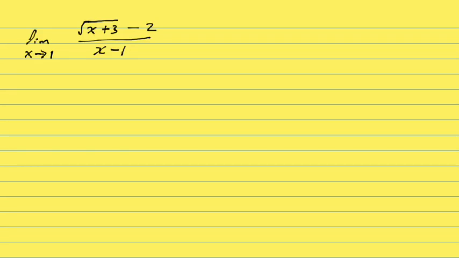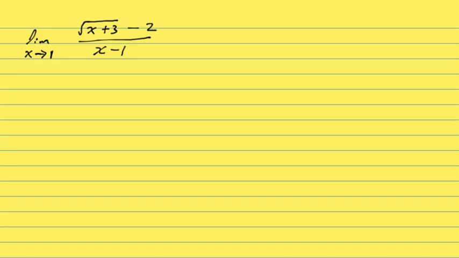This is a little more challenging of a question. If you put in a 1, you get the square root of 4, which is 2. 2 minus 2 is 0. Divided by, put a 1 in on the bottom, 1 minus 1 is also 0. So I get this 0 over 0 form, and I need to find a way of approaching it.